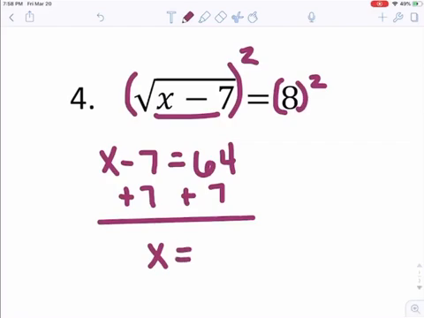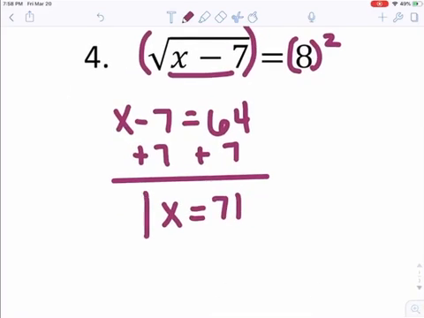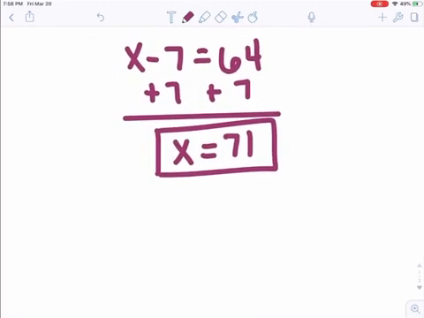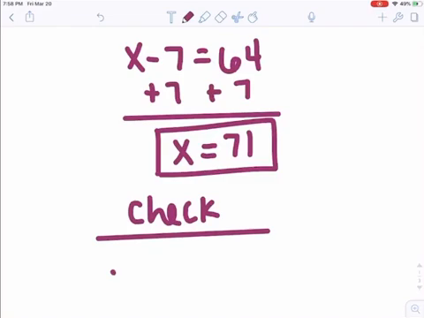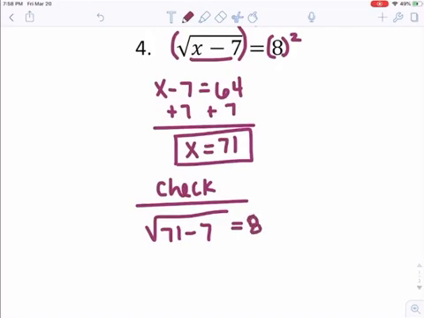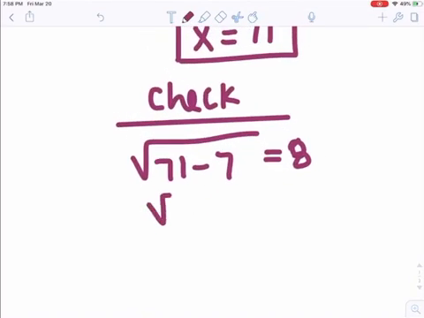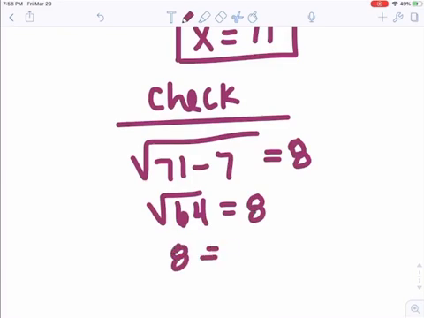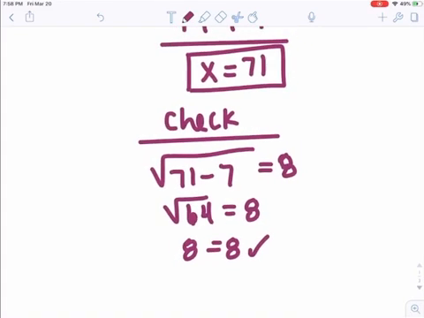So x equals 71. Then we could do a written check or a mental check in the original equation. So 71 minus 7, does that equal 8? Well, I get the square root of 64, and the principal root is 8, so they both equal the same thing, so I know x does equal 71.